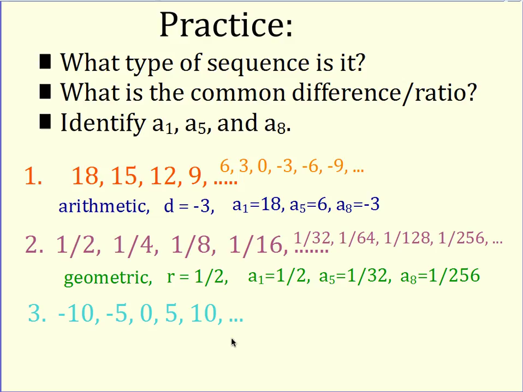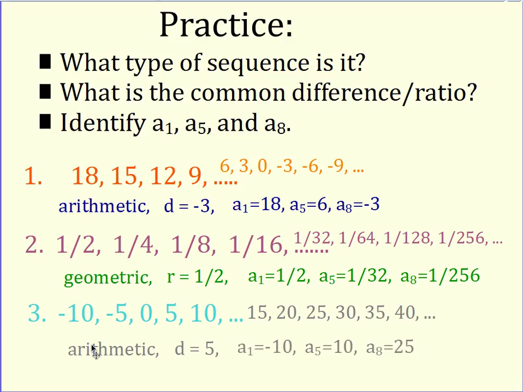How about the third sequence? What type of sequence do we have? Definitely arithmetic. What's the common difference? 5, since we're adding 5 each time. And then extending the pattern so I can find the first, fifth, and eighth terms gives me a sub 1 equal to -10, a sub 5 equals 10, and a sub 8 equals 25.